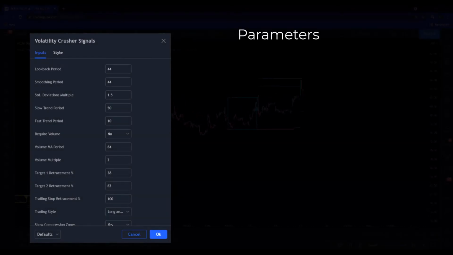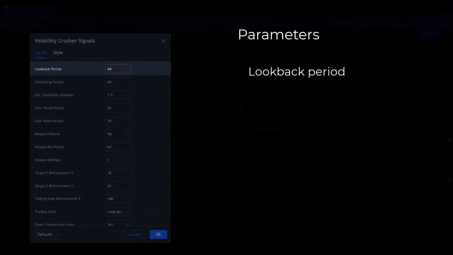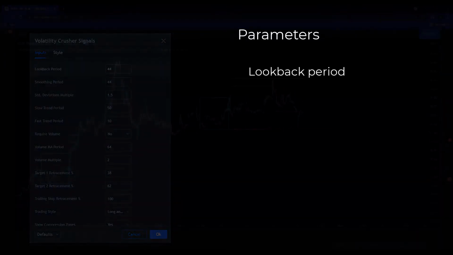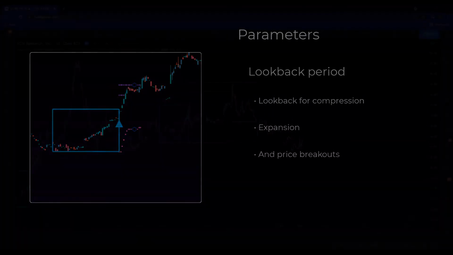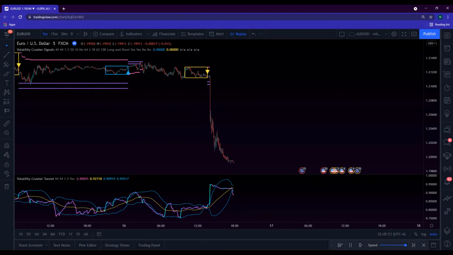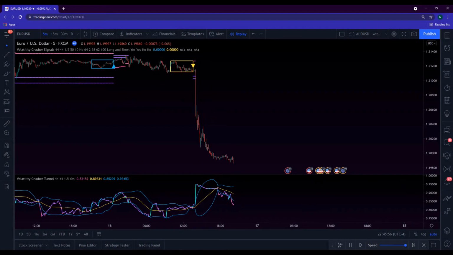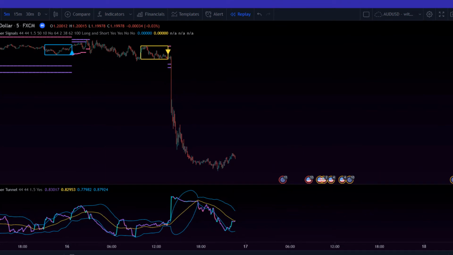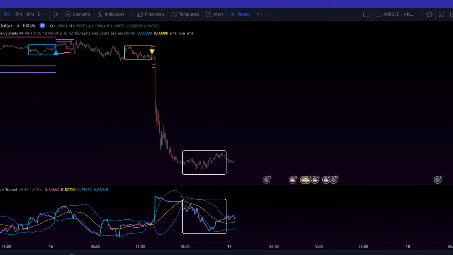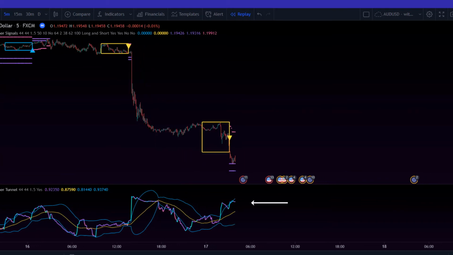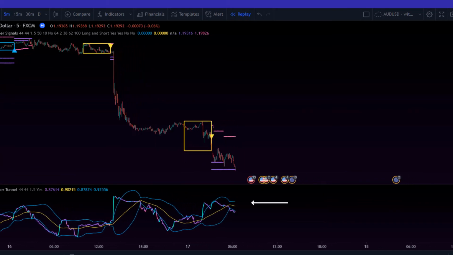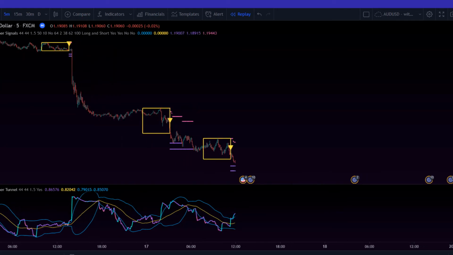Let's take a look at the parameters so we can explain them and increase the quality of the entry signals. The look-back period sets the size of the areas in bars that we look back over to calculate relative compression, expansion, and price breakouts. Expansion and compression are displayed in Volatility Crusher tunnel as the expansion plot. Lower values and dips indicate increased compression, while higher values and upward spikes tell us that price is relatively expanding compared to the look-back period.